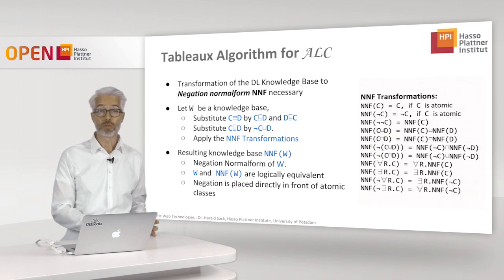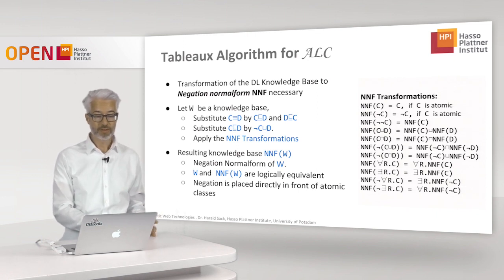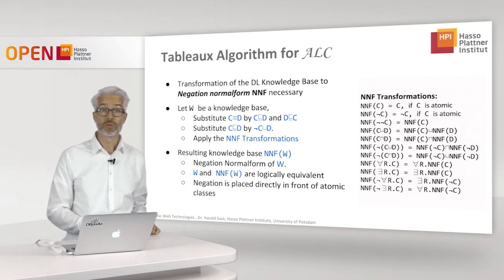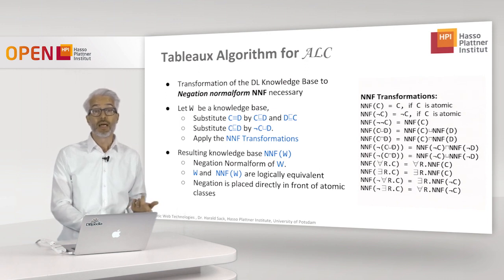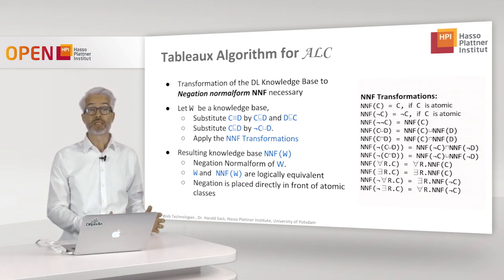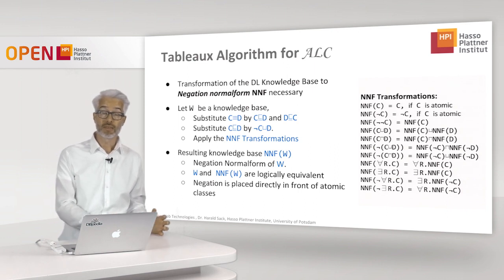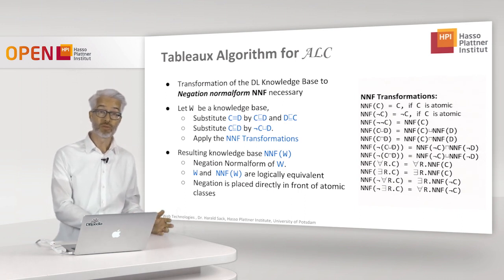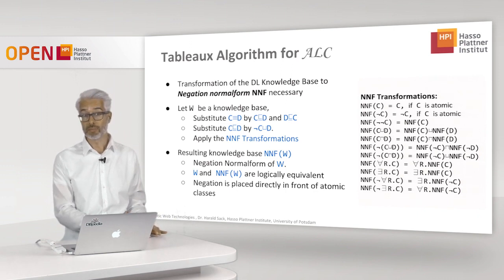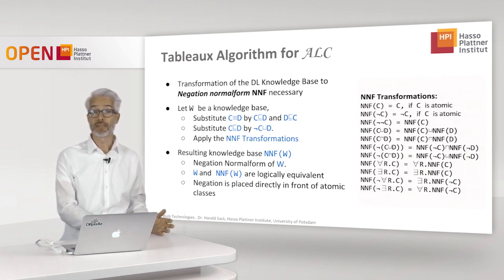So let's assume we have a knowledge base W, and the first thing we have to do to bring W, our knowledge base, into a negation normal form is to get rid of equivalencies and subsumptions. And this is quite easy. We know already that we can substitute an equivalency by two subsumptions. So if C and D are equivalent classes, this means that C subsumes D and likewise D subsumes C. So this is easily substituted. That's the first equivalency we have to consider.